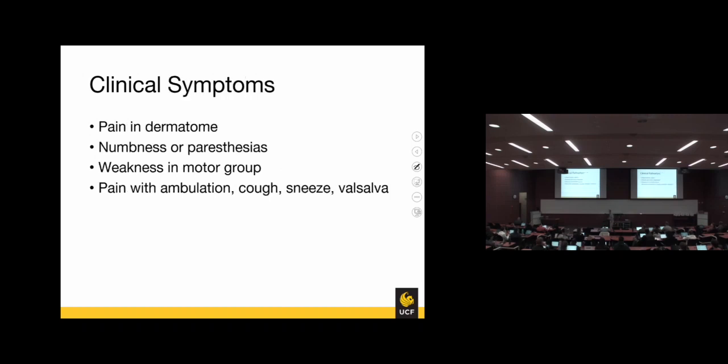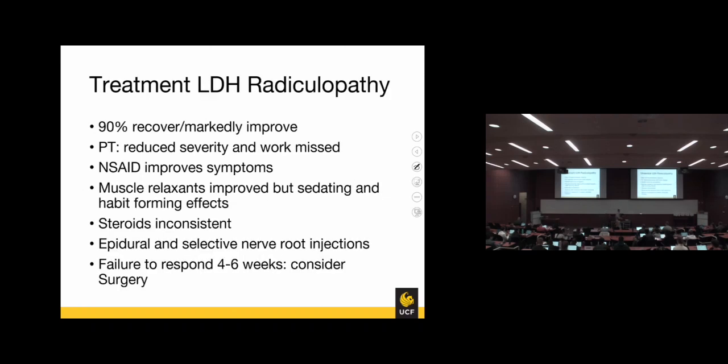Okay? All right. So clinical symptoms of radiculopathy are pain in a dermatome, numbness or paresthesias that are relevant to that root segment, weakness in the motor group, and then pain with ambulation, coughing, sneezing, and Valsalva because the increased pressure leads to more irritation of the nerve root. All right? So the treatment of lumbar disc radiculopathy, as I mentioned, 90% get well on their own, and that's typically over a 3-month time period. Physical therapy has reduced severity of the symptoms and the work missed, but doesn't tend to decrease the amount of time the symptoms are there.